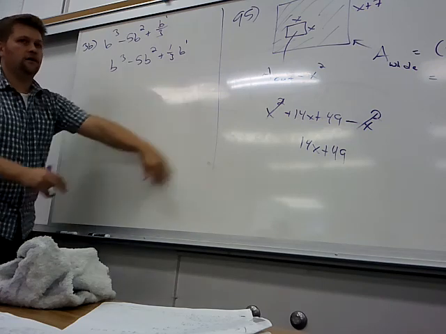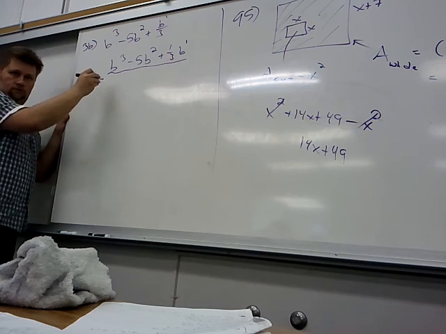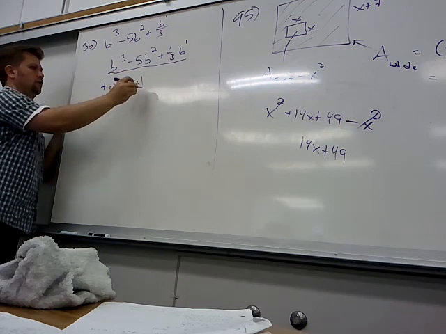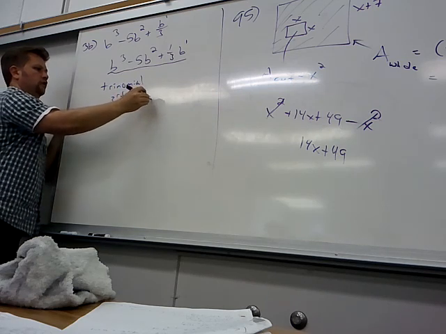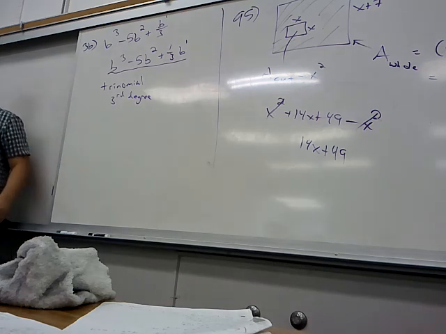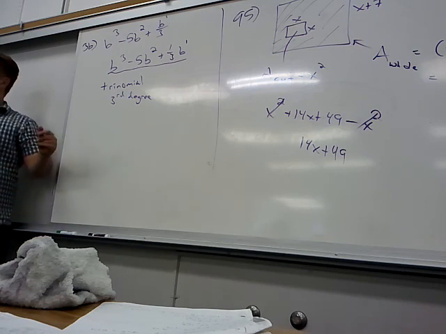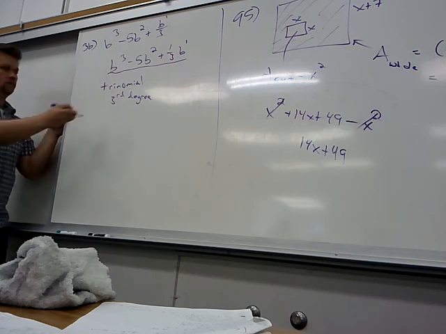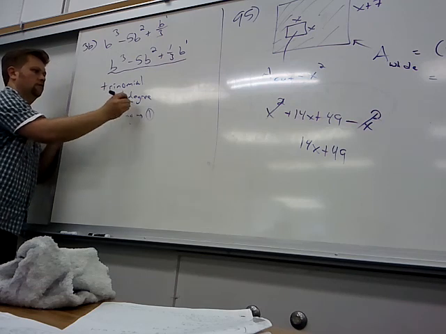But this one is a polynomial. What specific type? Trinomial. What degree? Third degree. Third degree trinomial. And what's the leading coefficient? What's the number in front of the largest degree term? What's the largest degree term? B cubed. So what's the number in front? Understood to be 1. So the leading coefficient is 1. Third degree trinomial.